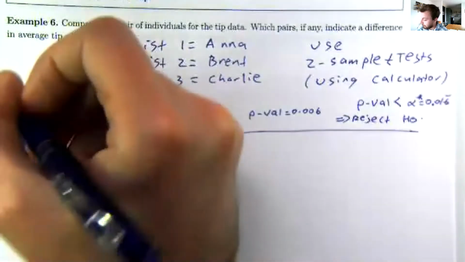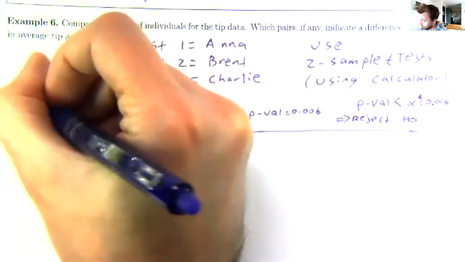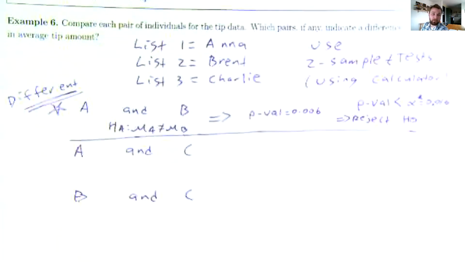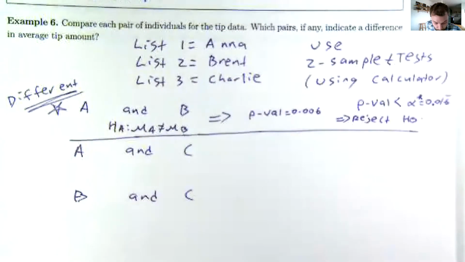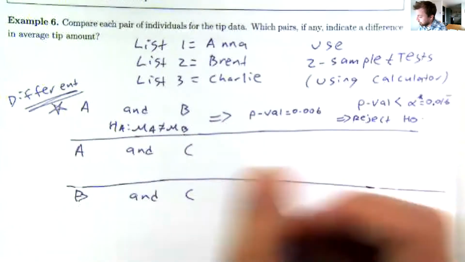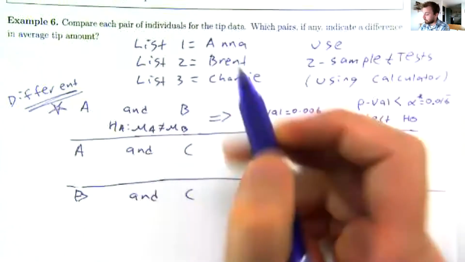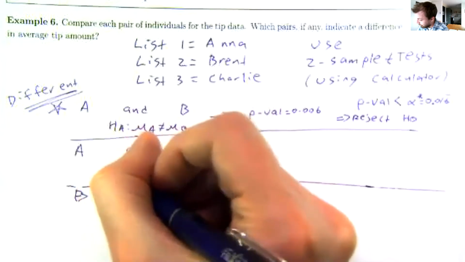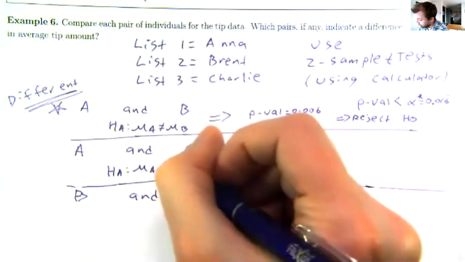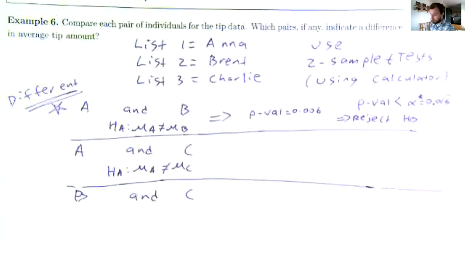So A and B, this is one group that appears to have a difference in those averages. Anna and Brent appeared to have a different amount that they got in their daily tip amount. Well, let's check out Anna and Charlie now. Anna's in list 1, Charlie is in list 3. Alternative hypothesis, I'm wondering if Anna and Charlie make a different amount.